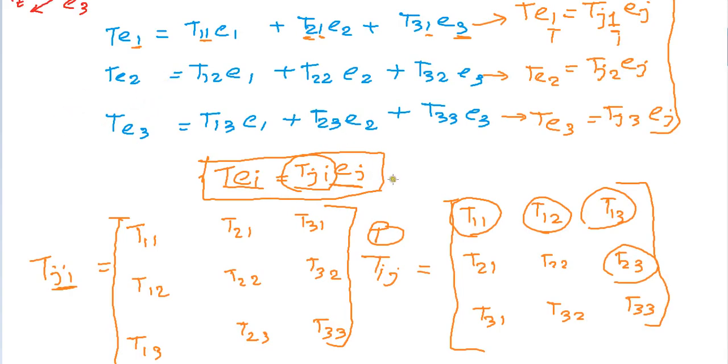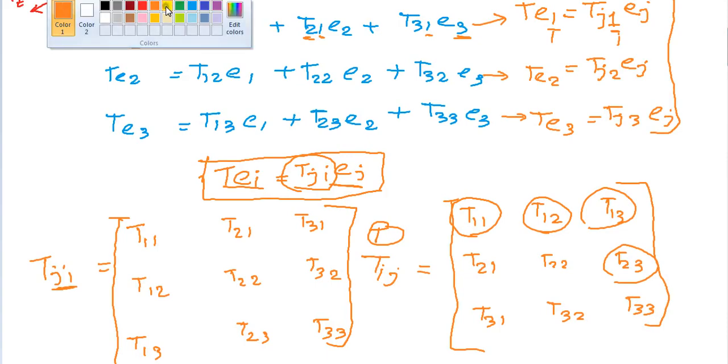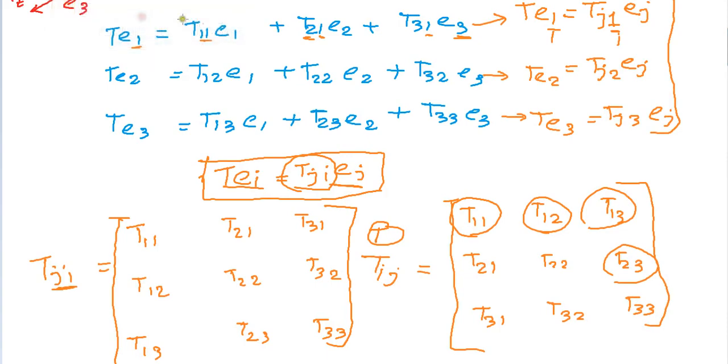the first column here. I'm changing the color to help you visualize more effectively. So here, the first column, right? This is the first column: T11, T21, and T31 is nothing but TE1, right? And the second column is TE2, and the third is TE3. So these are the components of a vector or a matrix. I'm sure this is very easy for you to understand.